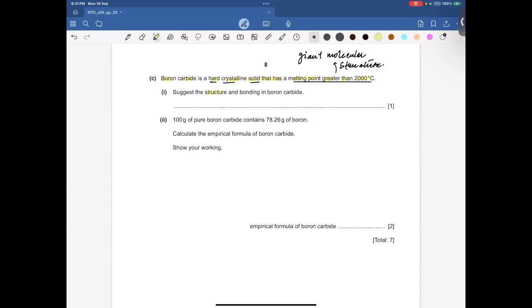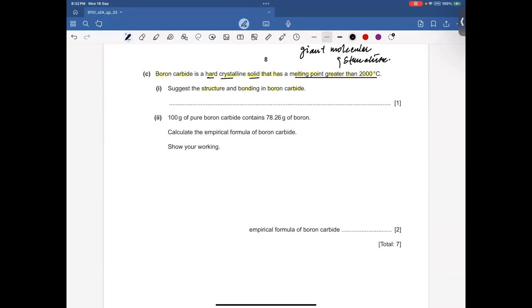To suggest the structure and bonding in boron carbide. Structure: bonding is covalent and structure is giant molecular. Okay, giant molecular.